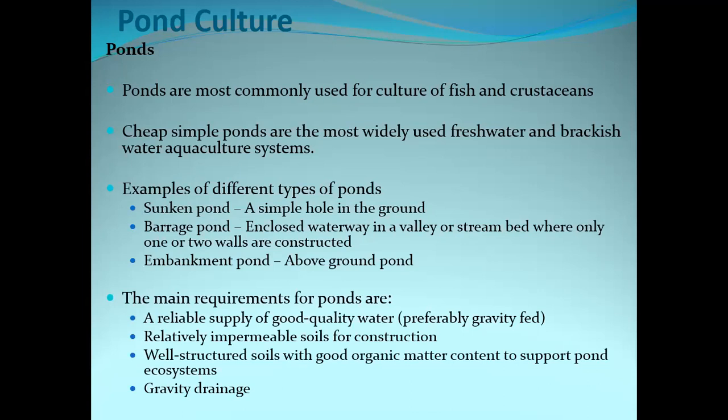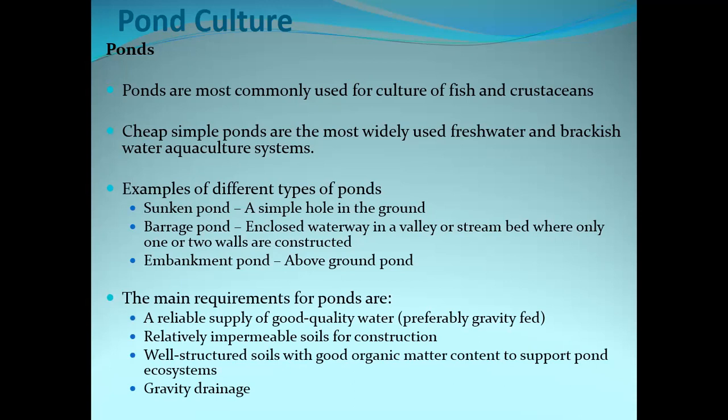So there are certain requirements for ponds. The main requirements for ponds are, one, a reliable supply of good quality water, right? Two, relatively impermeable soils for construction. So imagine you're constructing a pond, right? You're dependent on the pond to basically hold water. So if you just think about it, sandy soil is really not suitable for pond culture.